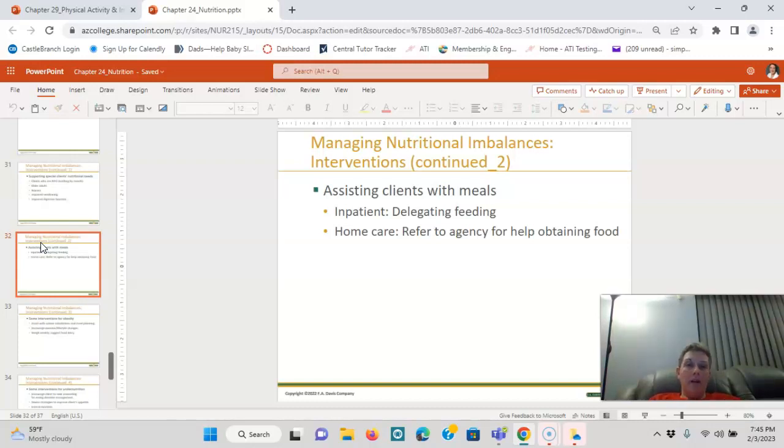And then in home care, the questions are going to be referring to an agency to help obtain food. So think about where can we get food for these people? Meals on Wheels, senior center. There's things in the environment that we can use. Is there a homeless kitchen? Is there a meal delivery site? During the summer, during school being out, there's a lot of places that you can go and get a sack of food, one of them being All Children's Hospital.